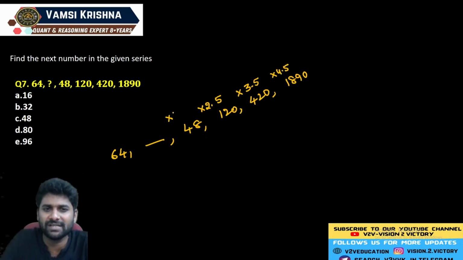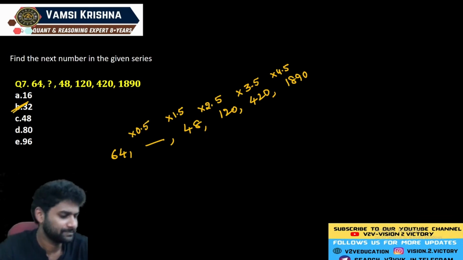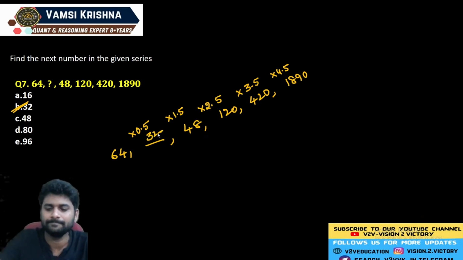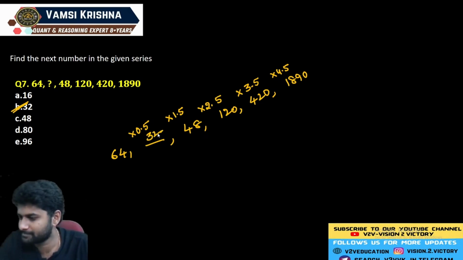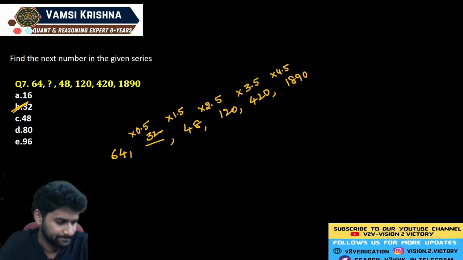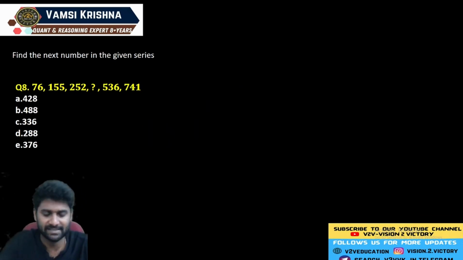What about the previous one? It's 1.5 and definitely 64 is multiplied by 0.5. It's a value of 32. It's 32, guys. Next. It's very good, Nanuma. Go through the next question.